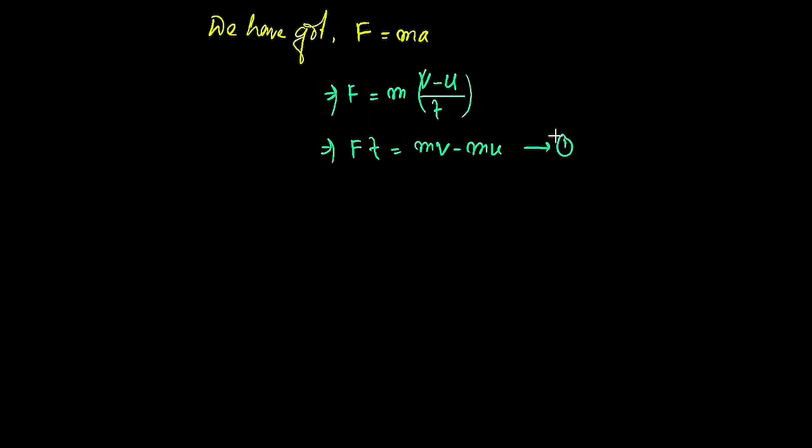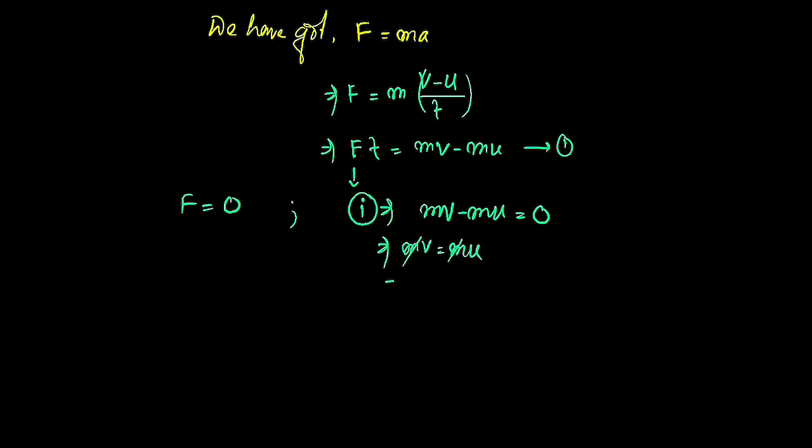If we consider a situation where no external force is applied, that means F is 0. So what is going to be there in equation number 1? We get mv minus mu equal to 0, because if F becomes 0, it does not matter what the time is. Whenever you multiply something with 0, you get 0. So mv is equal to mu, the mass cancels out, and v equals u. So for F equal to 0, we got u equal to v. That means the initial velocity is equal to the final velocity.